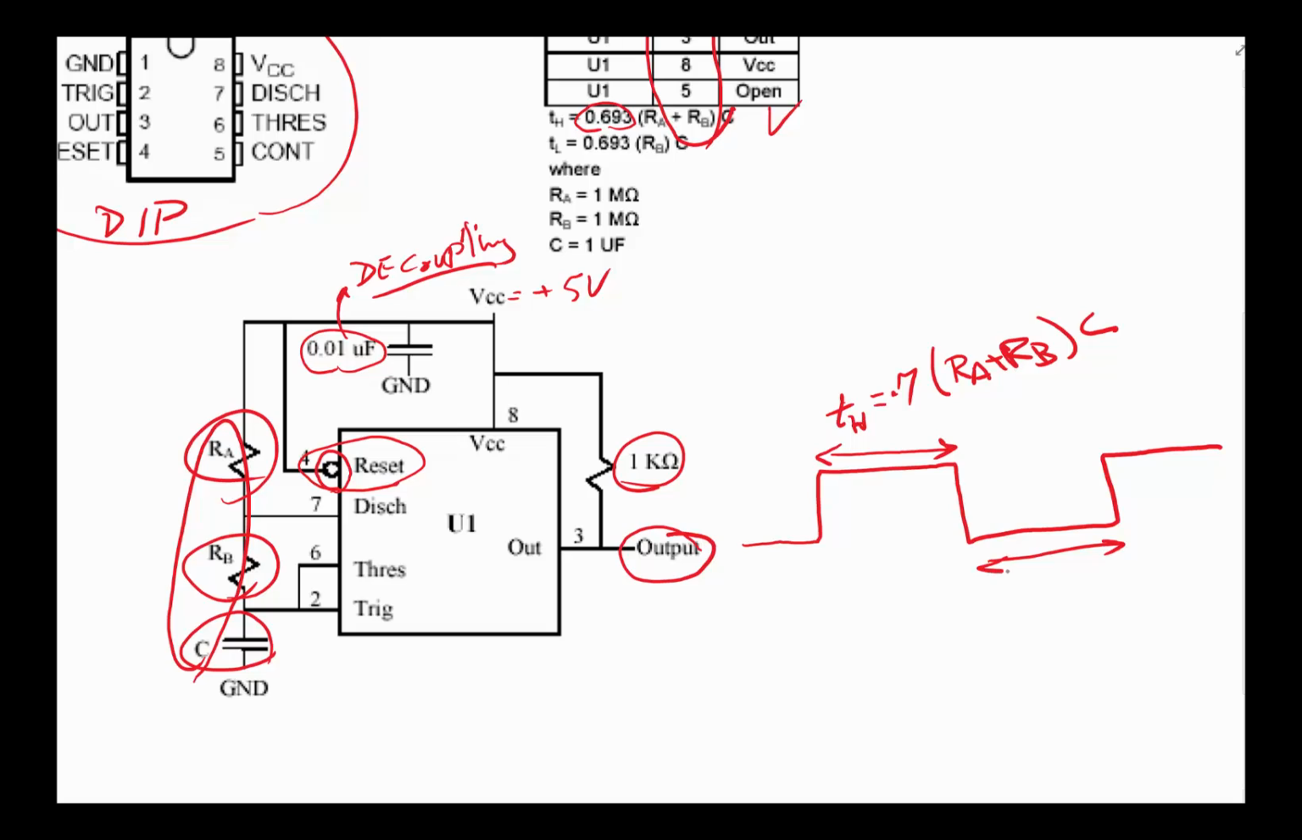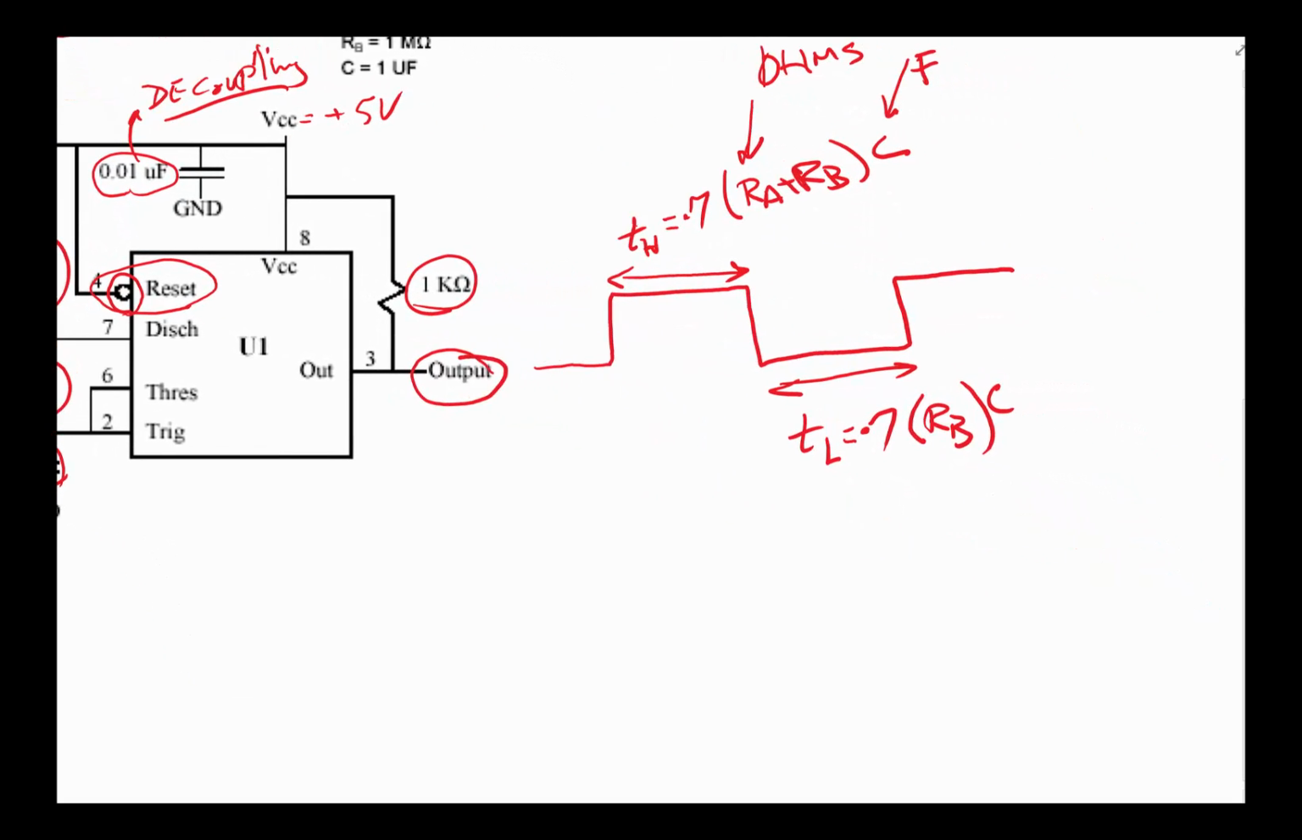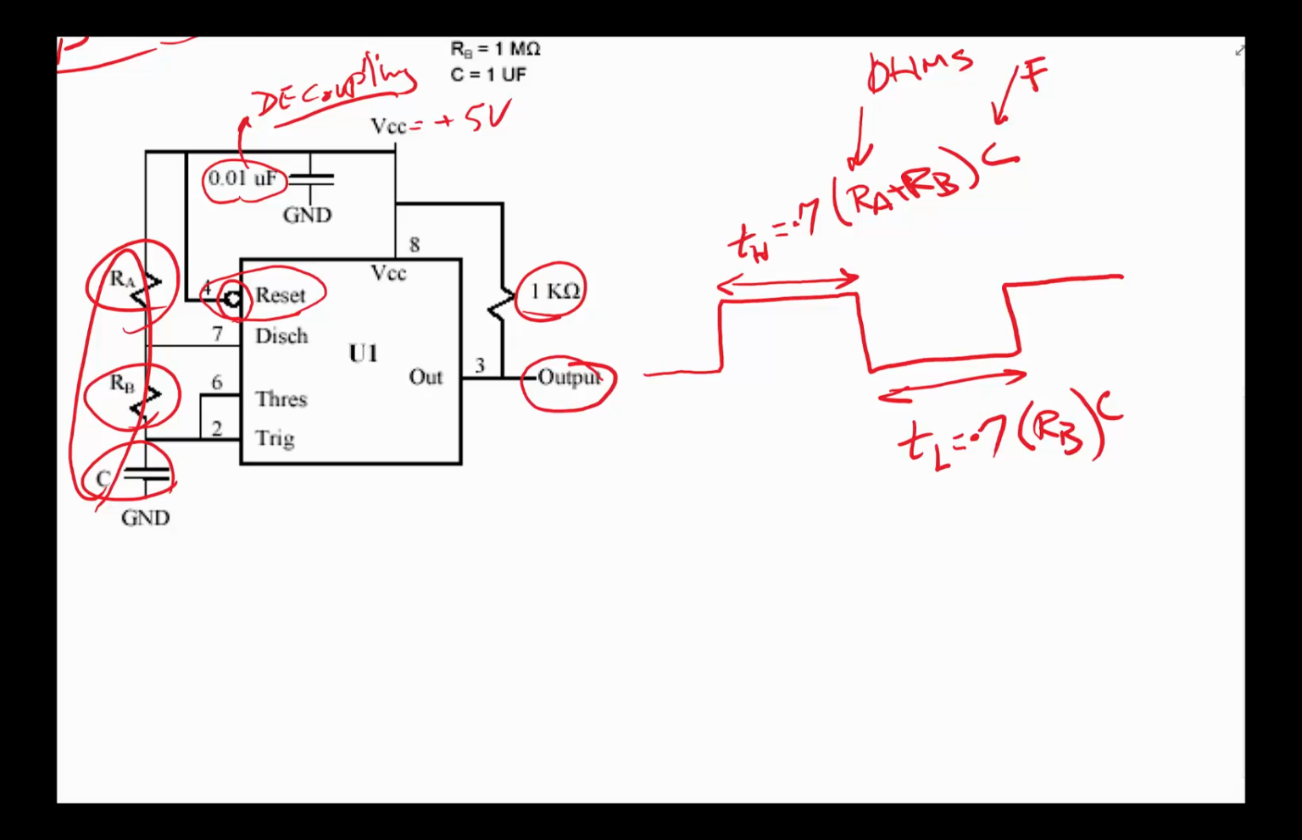And the low side, T low, is 0.7 times RB times C. Again, resistors have to be in ohms, and this has to be in farads. Now, let's say someone comes up to you and says, I have set this up such that RA is equal to 10K, and RB is equal to, let's say, 5K. What does my pulse look like?